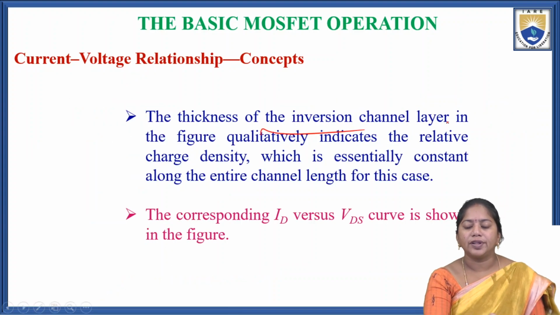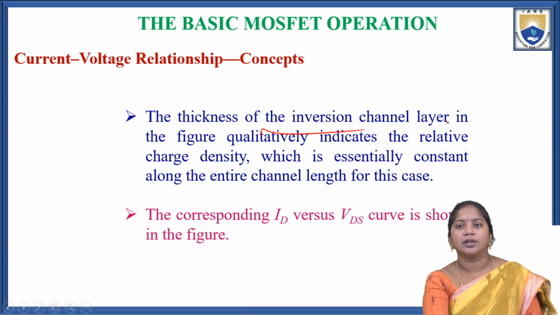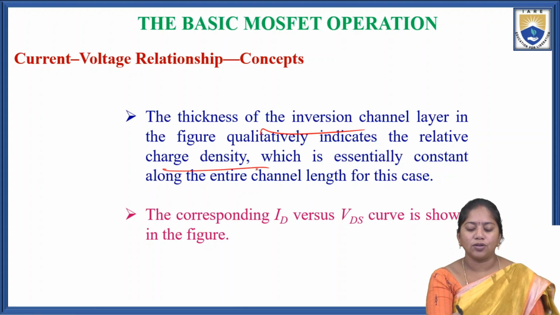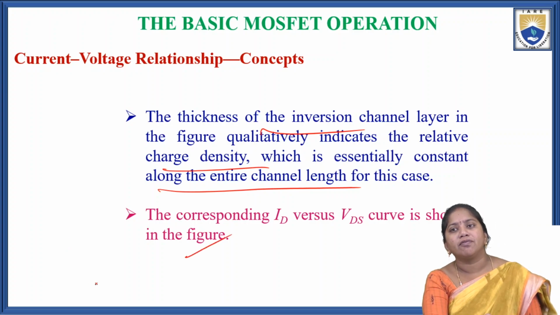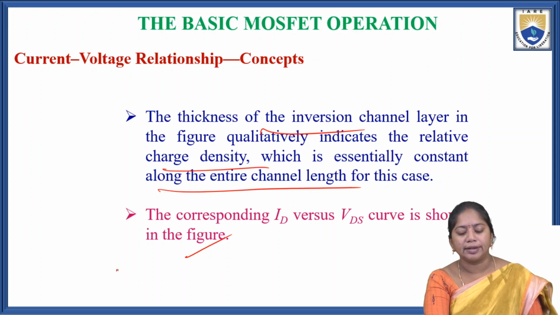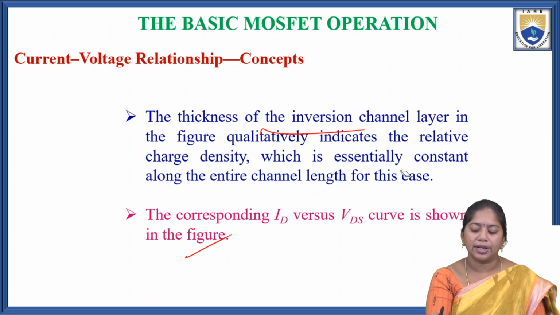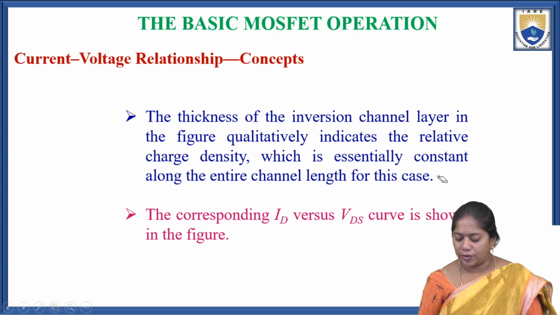The thickness of the inversion channel layer in the figure qualitatively indicates the relative charge density, which is essentially constant along the entire channel length for this case. So the corresponding ID versus VDS curve is a straight line, as shown in the figure.